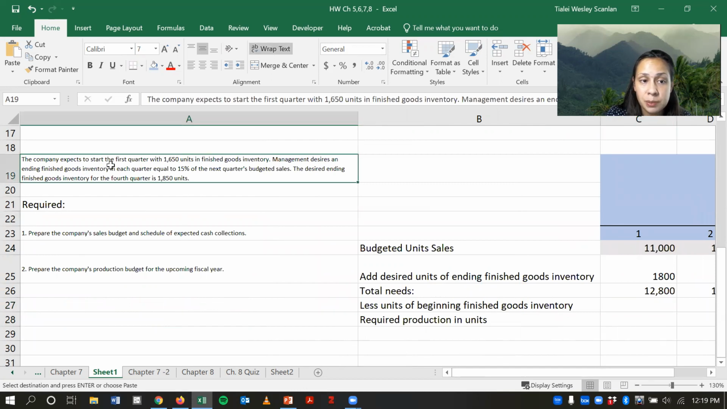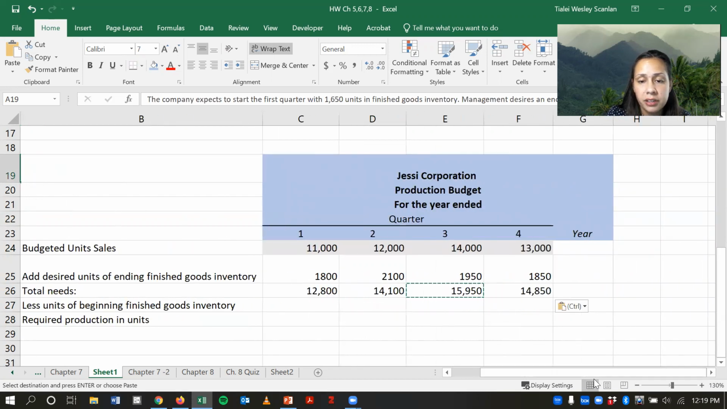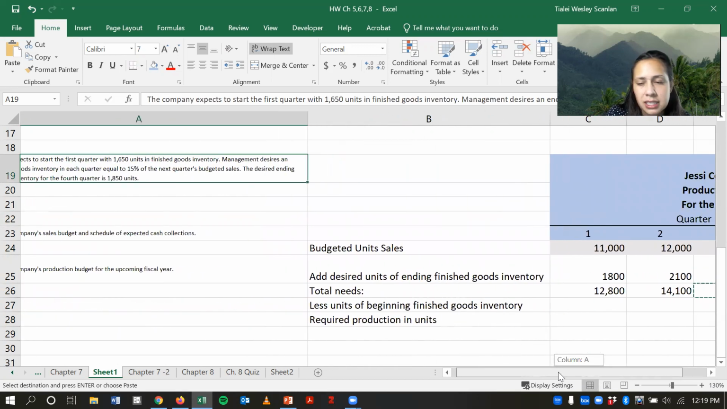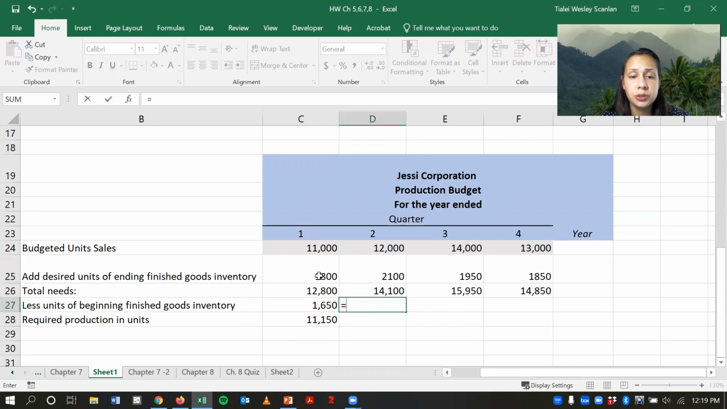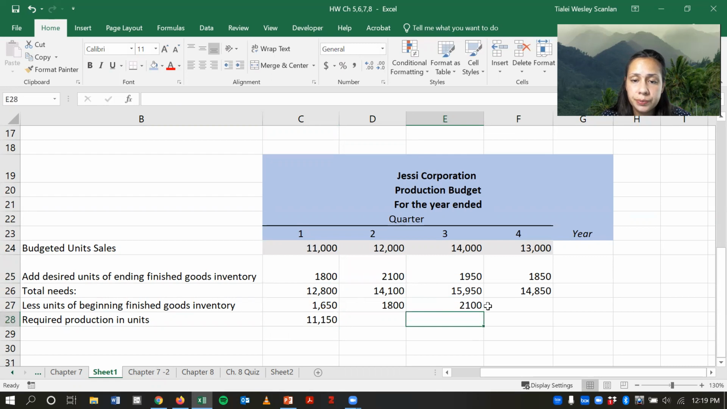And so the company expects to start the first quarter with, so my beginning finished goods inventory, 1,650. So I'm going to put 1,650 because they told me that's how much I had on hand. So we will take total needs minus our beginning. That beginning inventory can help us meet our total needs. And so the required production would be 11,150 units. Remember, the ending of quarter one becomes the beginning of quarter two.